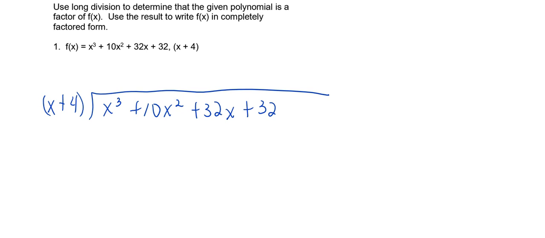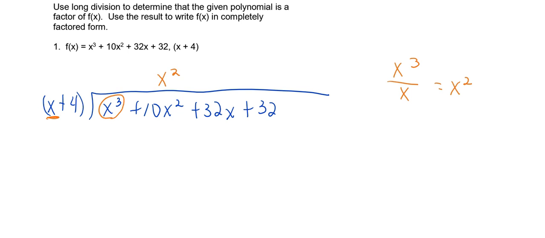Okay, today we are going to do the long division of a polynomial. We're going to divide x cubed plus 10x squared plus 32x plus 32 by x plus 4. What we're going to do is take the first term of the polynomial and divide it by x. When we simplify it, we get x squared.